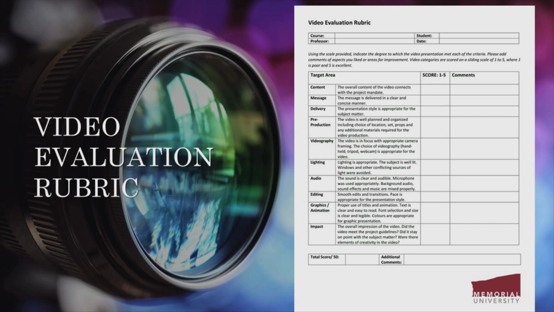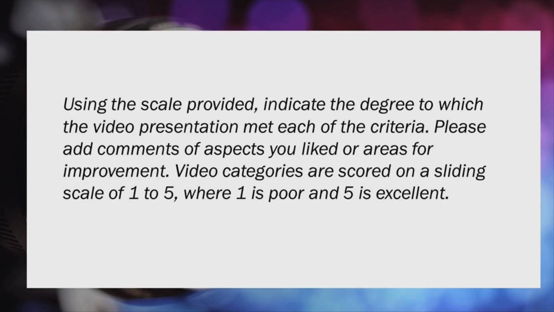Now, with regards to the video evaluation rubric, as you can see, there are 10 categories that we have put together for it. And what we've done is had a score of 1 to 5 for each category. So using this scale provided, indicate the degree to which the video presentation met each of the criteria. And then you have an option to add comments or aspects you liked or to indicate areas for improvement. The video categories are graded on a sliding scale of 1 to 5, where 1 is poor and 5 is excellent. So let's just jump in and have a look at the first 4 categories.